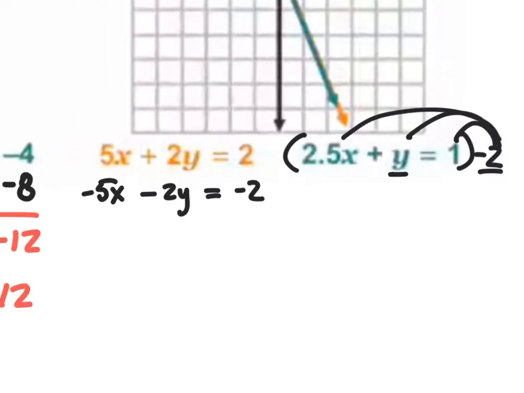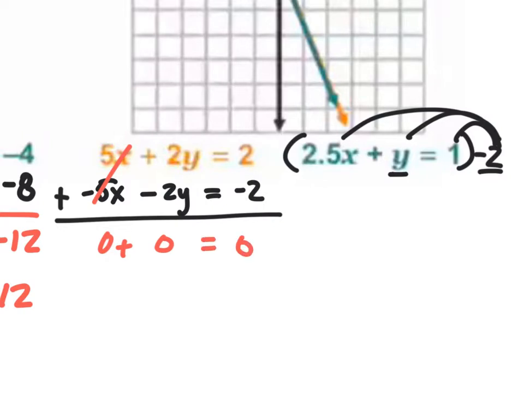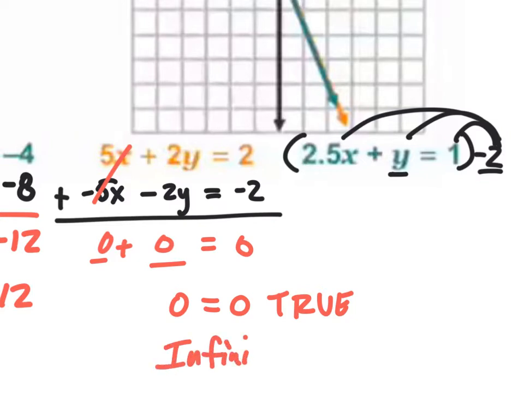So then when I add these together, I'm going to end up getting 5x plus negative 5x, which gives me 0. And then here I get 2y plus negative 2y, which also gives me 0. And then I've got 2 plus negative 2, which also gives me 0. Now 0 plus 0 is just 0. So if I get the statement that 0 equals 0, this is a true statement, which means that I have an infinite number of solutions, infinite solutions.